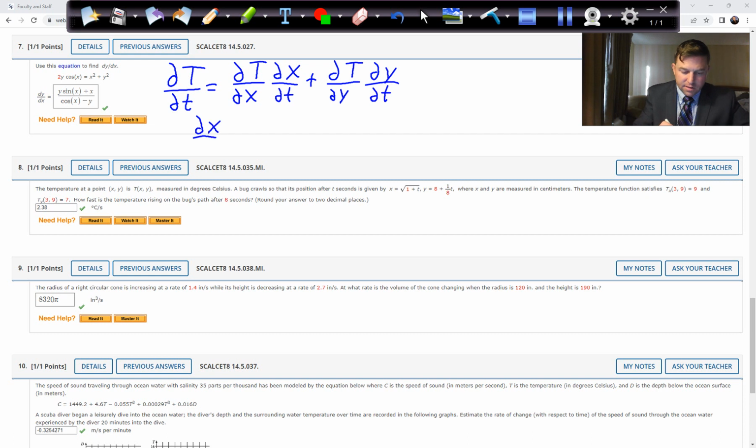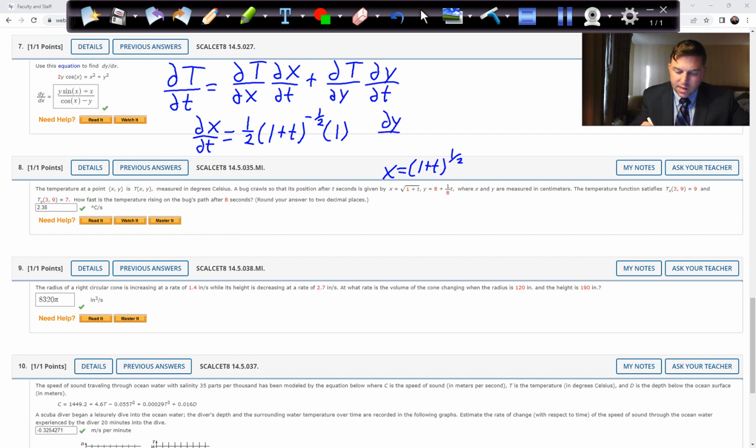dx/dt would be equal to, let me write x as 1 plus t to the 1/2 power. So this is going to be 1/2 times 1 plus t to the minus 1/2 power times the derivative of the inside, which is just 1. And I'm not going to simplify that because we're going to plug in numbers very shortly.